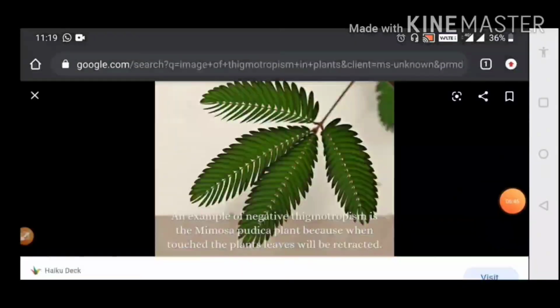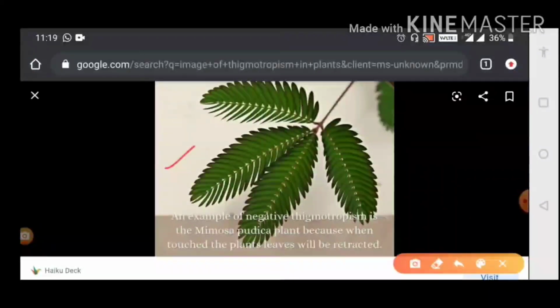Let us take another example, for negative thigmotropism. This Mimosa pudica plant, we already discussed it. Mimosa pudica also responded to touch, where the stimulus was touch, but that movement was what? Negative thigmotropism, because it did not grow towards the stimulus. Rather, the leaves droop down. The leaf does not move towards the touch of the hand. It is closing the leaves, moving away, drooping the leaves. So this is an example of negative thigmotropism.